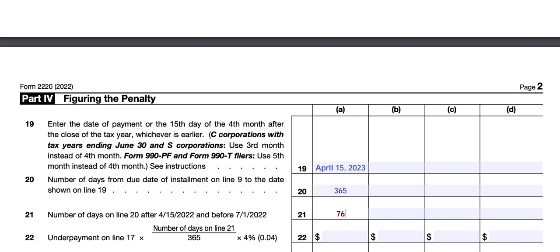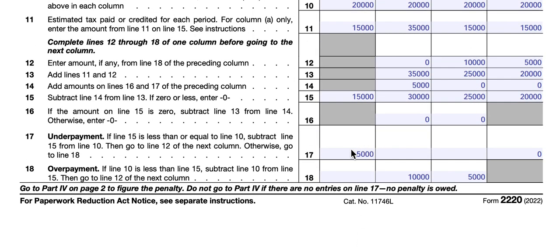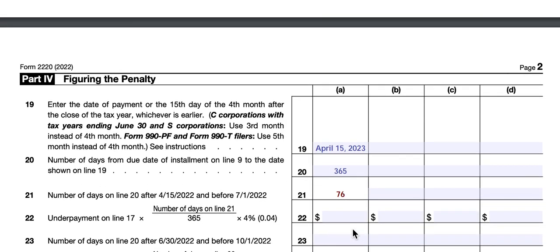So then the underpayment that was on line 17, we're going to multiply that by the number of days here and divide that by 365. So we have the $5,000 underpayment. We're going to multiply that by 76, and divide that by 365. Then we're going to multiply that entire thing by 4%, because that was the prevailing interest rate that the IRS published for that period of time. And in this case, we end up with $42.